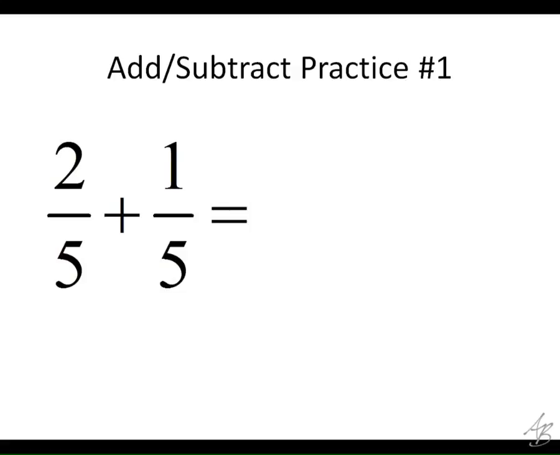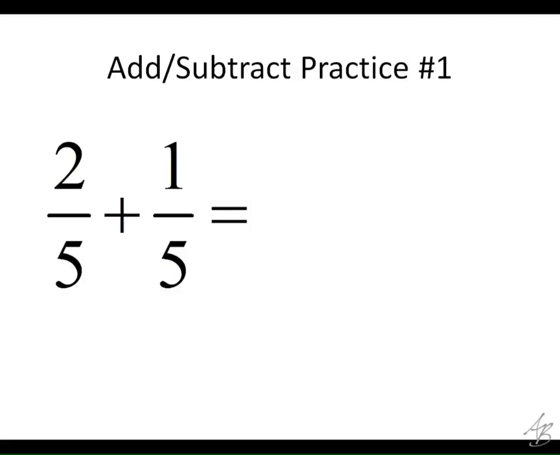Now, this is a pretty easy one, but let's go through the steps and just make sure that we understand what each step means. The first step says change one or both of the fractions to get a common denominator. Do we need to do that step here? Why not? Yeah, they already have a common denominator. The 5's the same in both of them, so we don't need to do that step. All right, so we move on to the second step.